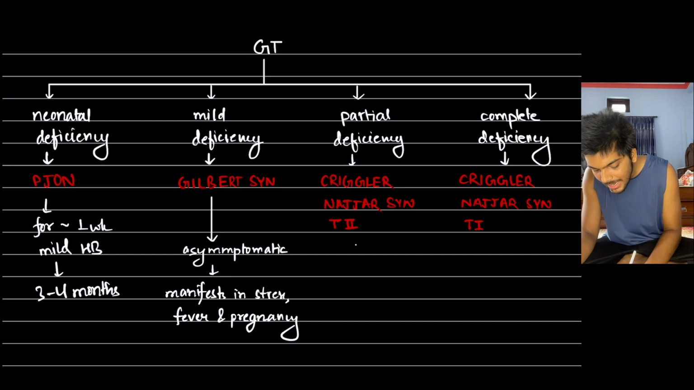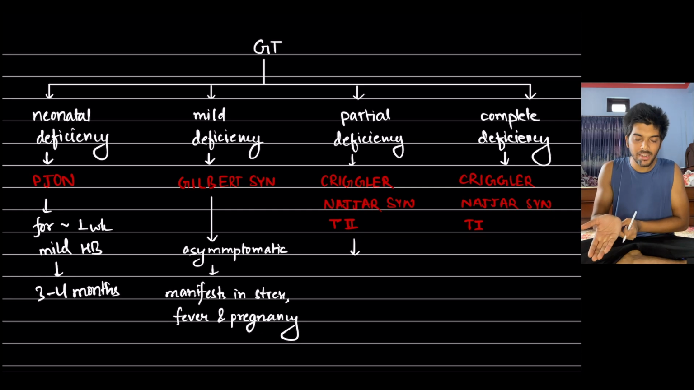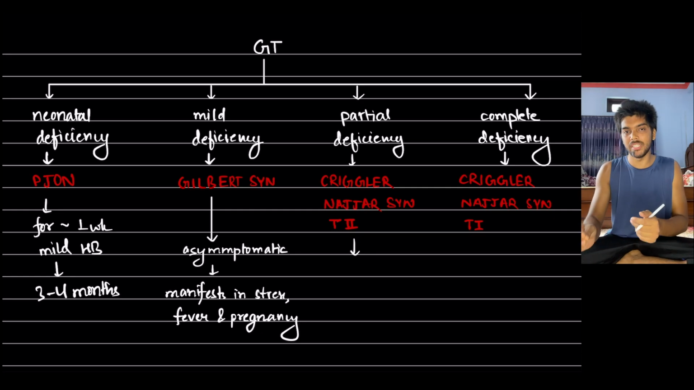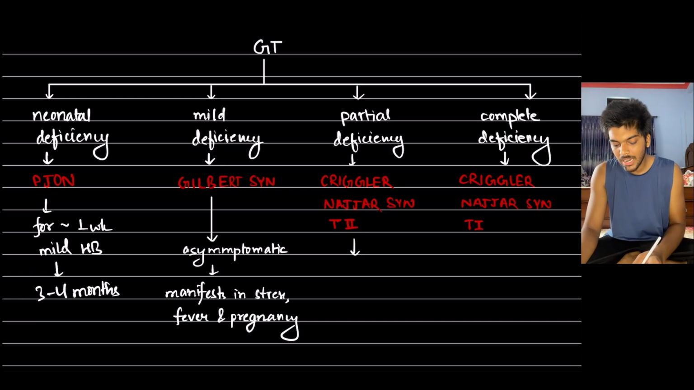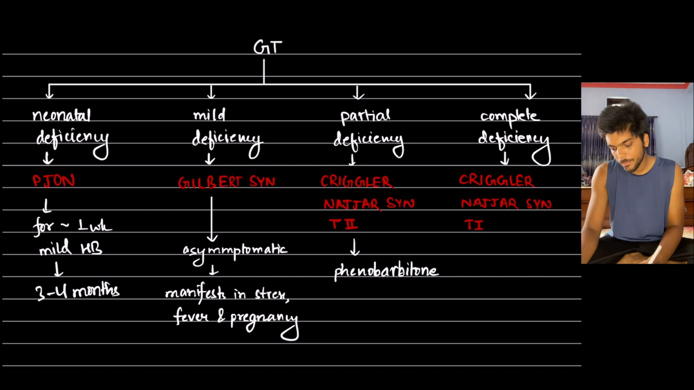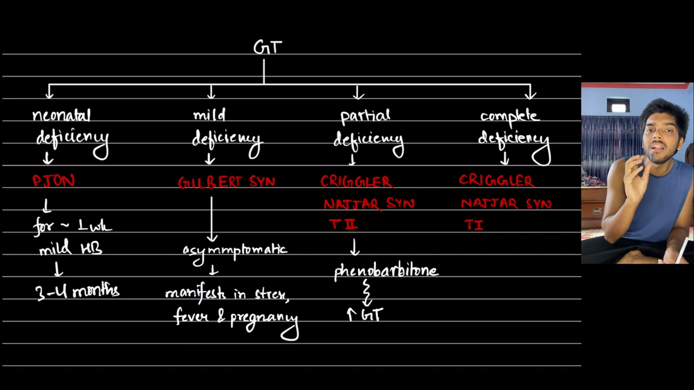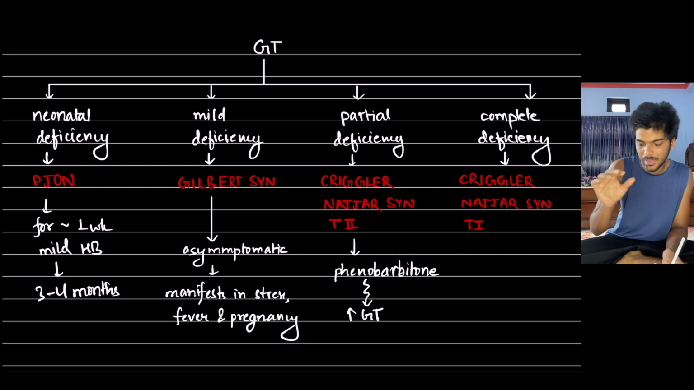As for Crigler-Najjar syndrome type 2, there is partial deficiency. In a newborn, since it is a congenital defect, there is partial deficiency of glucuronosyltransferase, for which you use phenobarbital as drug therapy. What phenobarbital does is that it forcefully increases the production of GT. It forcefully triggers that gene to produce more glucuronosyltransferase.